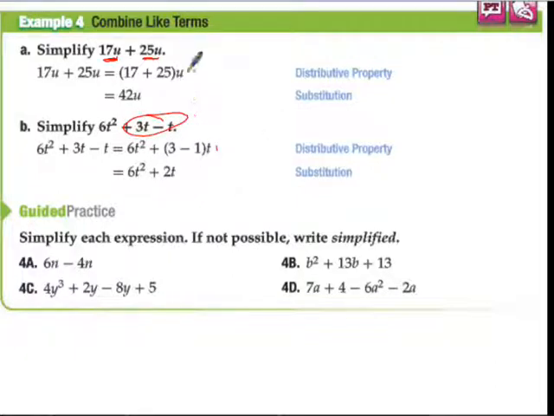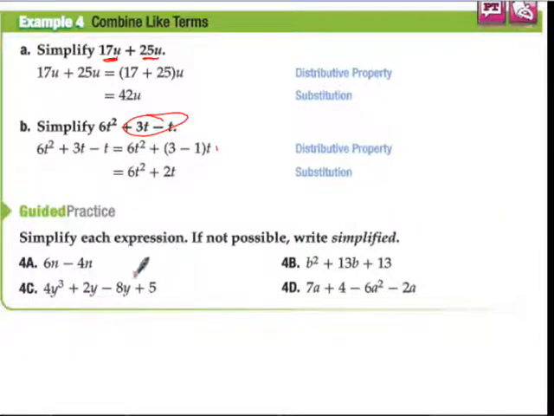We can use the distributive property to show that this is true, but when we do the problem, we're not really going to use the distributive property. So go ahead and pause the video here, see if you get the same answer I got. Notice that it says, if it's not possible to simplify it, just write simplified. Go ahead and pause the video now and try these problems.